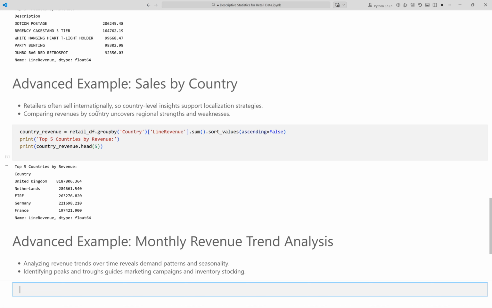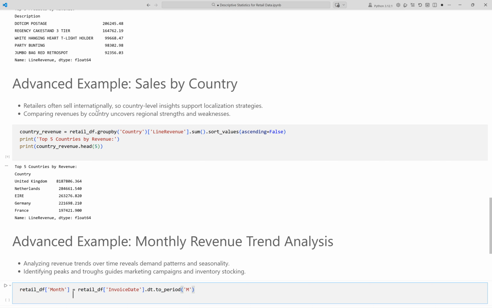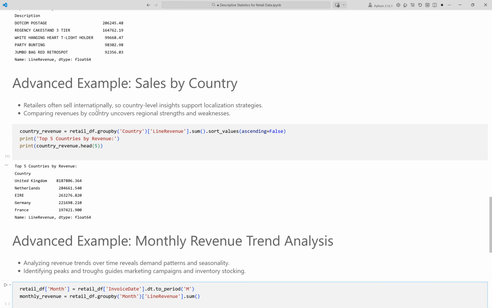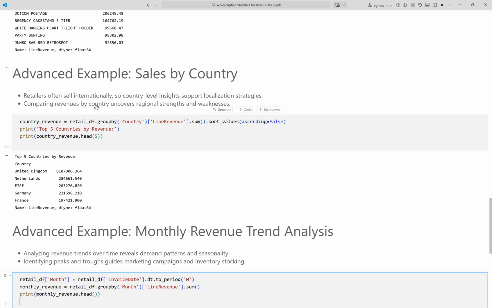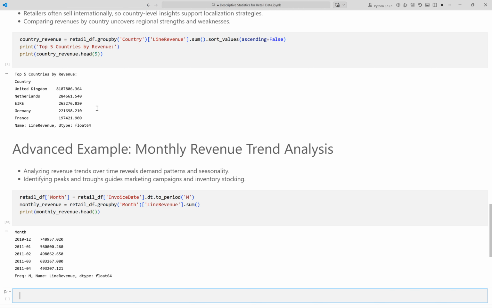We extract the month from each invoice date to enable time grouping. We group and sum by month to get monthly total revenue. We print early months so we can spot early trends. Running the cell now. This output shows the total revenue for each month, summarized from the transactional data.